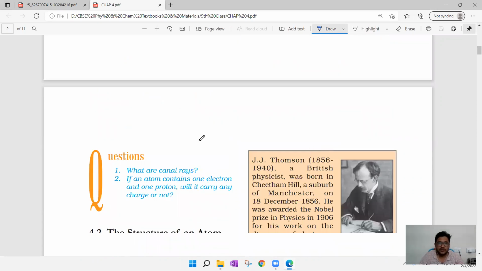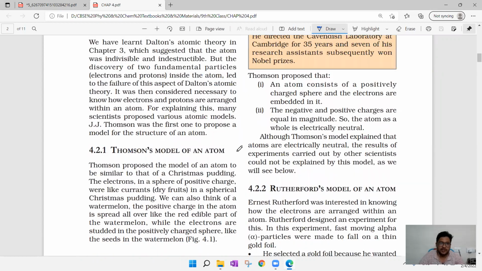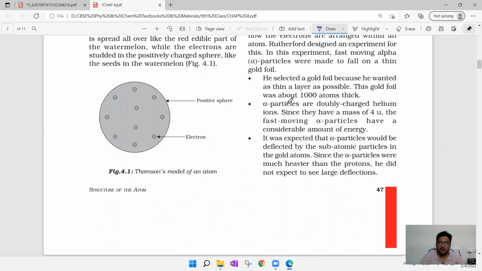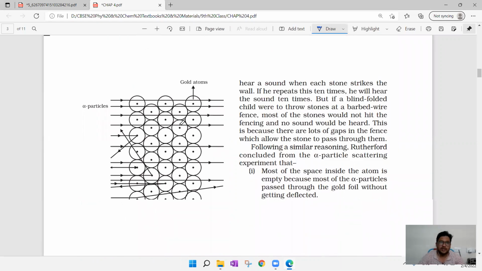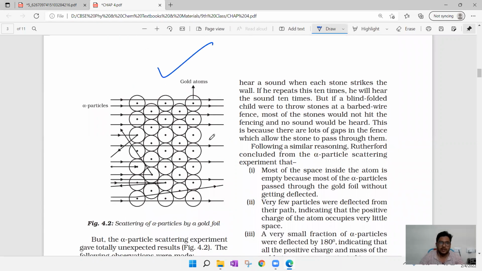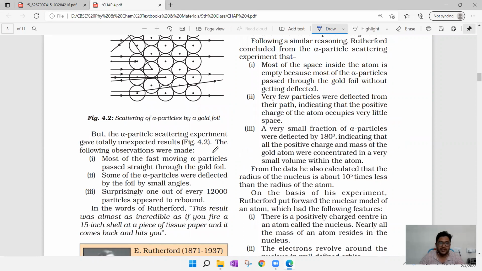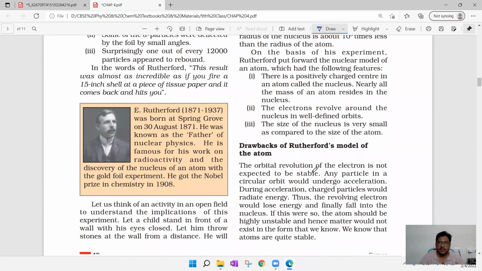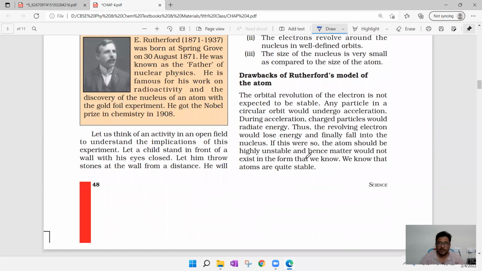And next, structure of the atom, where we have discussed Thomson's atomic model and the diagram related to Thomson. Here we have Rutherford's atomic model. So you have to read everything, all these points, postulates. This is the gold foil experiment, the alpha ray scattering experiment. Then there are drawbacks and a few points. These drawbacks are important, you have to learn them.